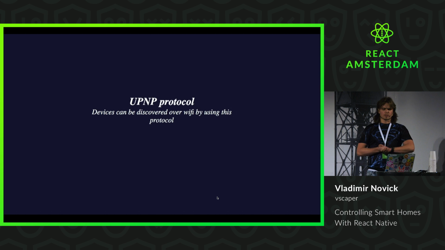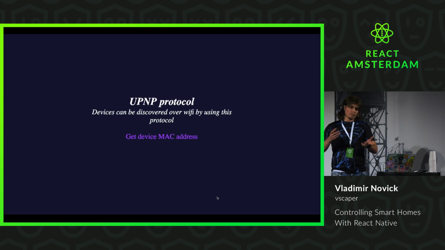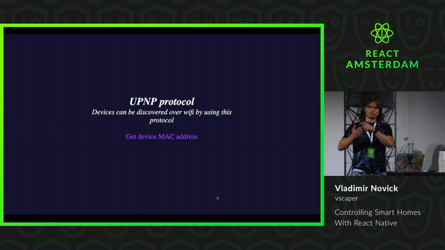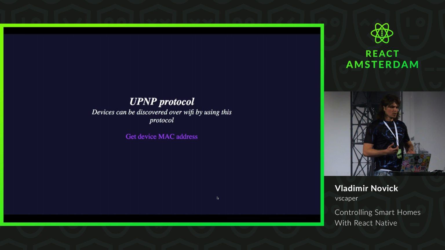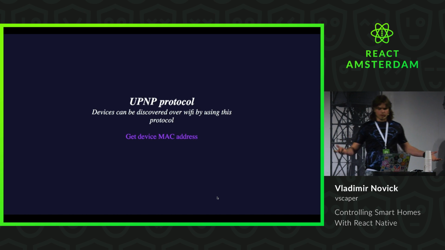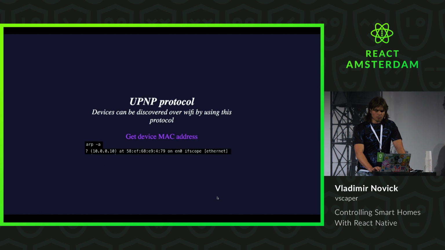UPnP protocol is a universal plug-and-play protocol that we can use to discover which devices are on the same network. We can get the device MAC address. For some devices, we can check the back of the device, and sometimes there are MAC addresses. Sometimes there are no MAC addresses, so we need to figure it out somehow. And basically, from the MAC address, we can, on the local network, figure out the actual IP of the device.